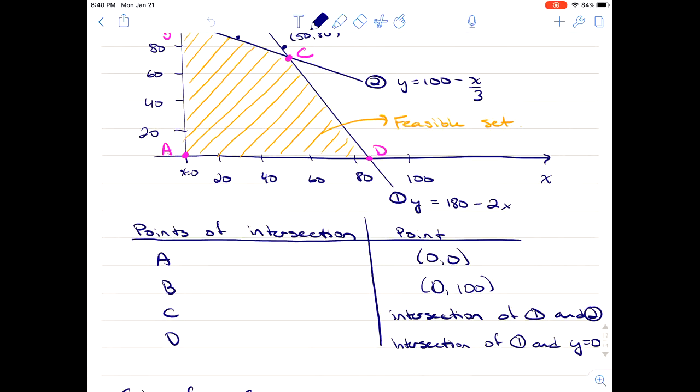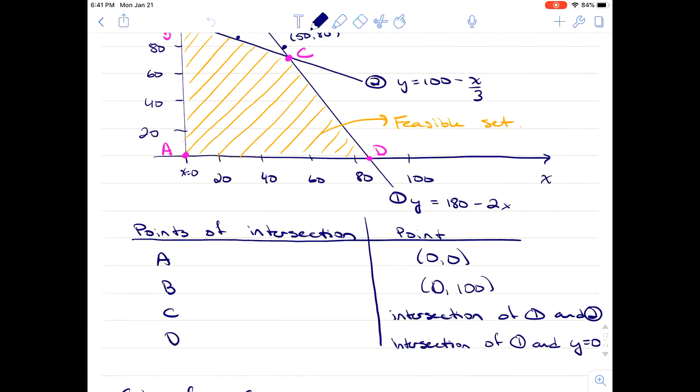So I like to make a table to summarize all the information that I have and what I need. So here are my points of intersection. I just list them A, B, C, D. A is at 0, 0, B is at 0, 100. So I don't need to find those. I know those already. And C, we said, is the intersection of line 1 and line 2. And D is the intersection of line 1 and y equals 0, because y equals 0 is the x-axis, just like the y-axis is where x equals 0.